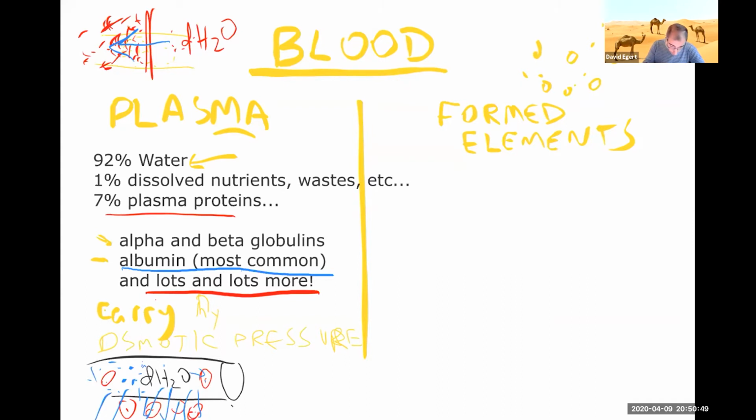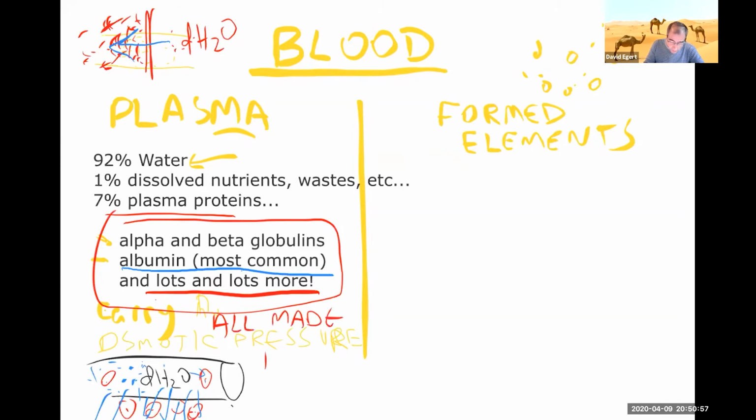And these are all made in the liver. We're going to talk about the liver when we get to the digestive system, but the reality is the liver does so many different things, including making the plasma proteins. That's one of its jobs.